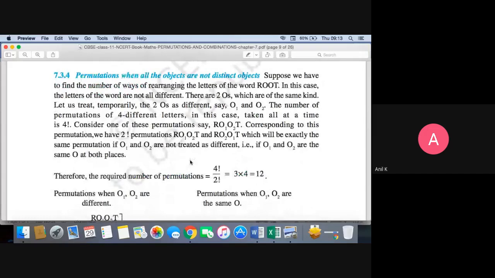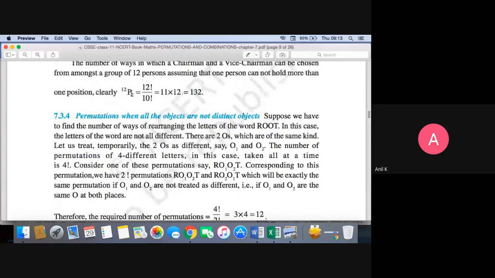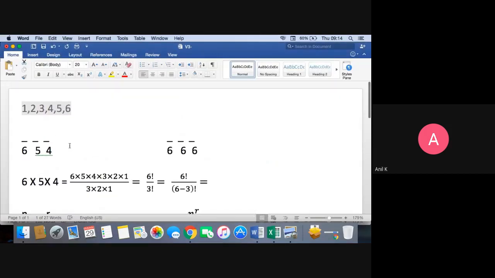So next one we have is the third one. Till now we discussed repetition allowed and repetition not allowed. Then the next one is permutation when all the objects are not distinct objects. So what do you mean by all the objects are not distinct? If I consider 1, 2, 3, 4, 5, 6, you may ask why we are taking this example only. We can take any other example, the process will remain the same. Here all the digits which you have are different, right? But the same question I can ask you in another way. 1, 2, 3, 1, maybe 3, 6.